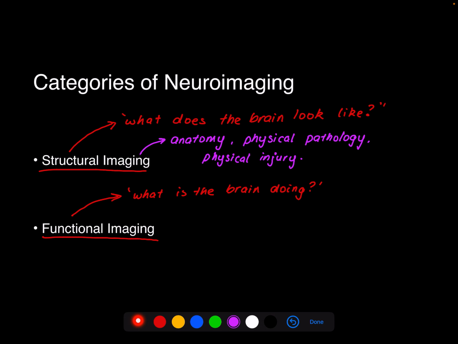So any kind of process that we can measure is picked up by functional imaging. And processes include metabolic processes. So, in easier words, biochemistry.